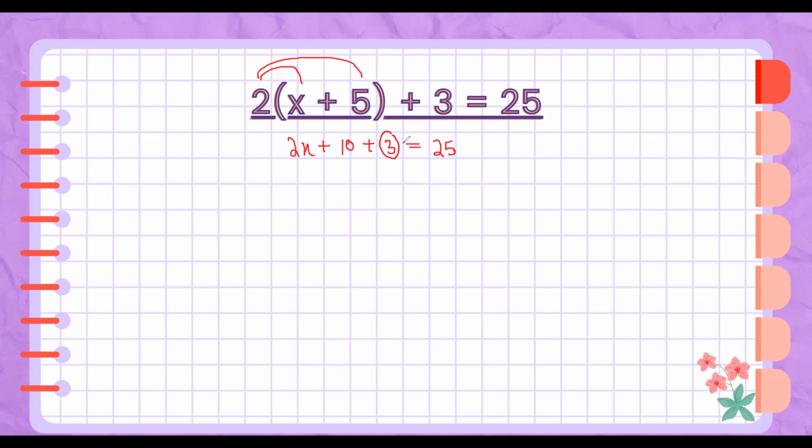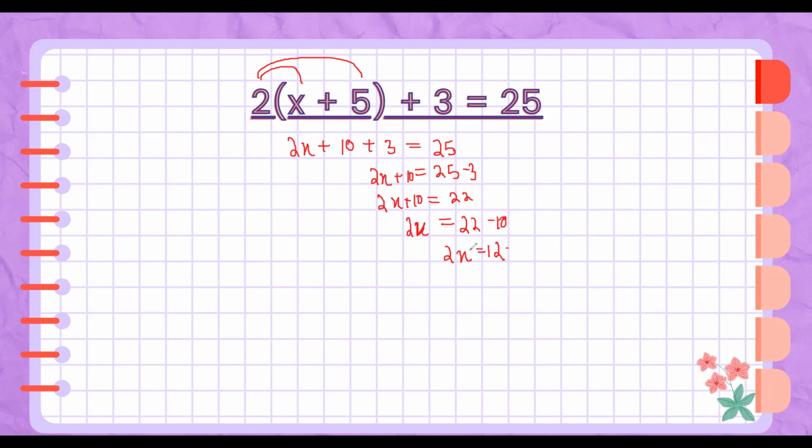Here we have plus 3 on the left hand side, so on the right hand side it will become minus 3. So 2x plus 10 will give you 25 minus 3. What is 25 minus 3? 22. So 2x plus 10 gives you 22. Here we have plus 10 on the left hand side. When it goes to the right hand side, it will become minus 10. So 2x will give you 22 minus 10. 2x will give you 12.